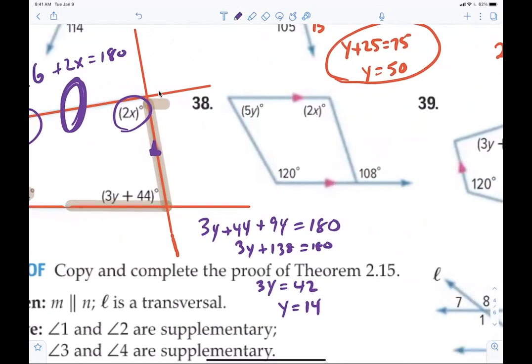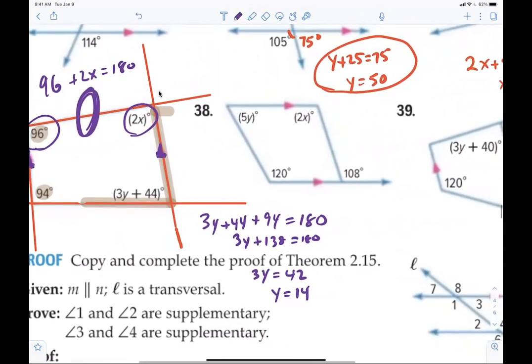All right, so if I'm looking at 38, tell me what's true about 5y and 120. Yeah, that's one. Thank you for participating. They add up to 180. Anybody not see that? Come on now, guys, be a hero, say something. If you're wrong, no one cares. And if you're right, you look really smart.